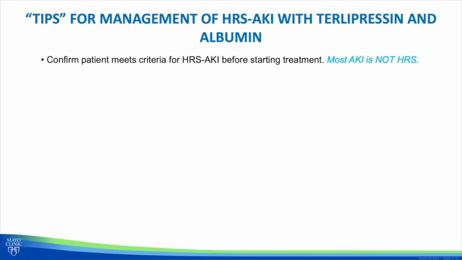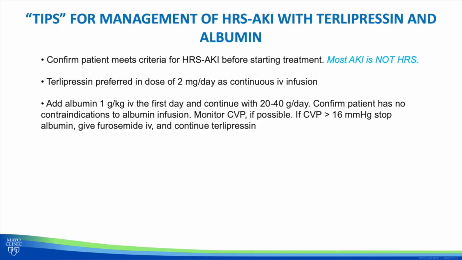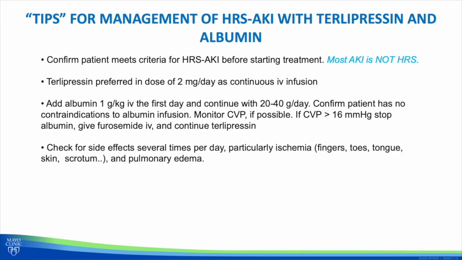So a few tips for those who have not used terlipressin. Most important, hepatorenal syndrome is not that common. There are going to be other causes, so make absolutely sure your diagnosis is right. So confirm. Start with 2 milligrams as a continuous infusion. Albumin, 1 gram per kilogram on day 1, and then 20 to 40 grams per day on subsequent days. Watch very carefully. Patients get fluid overloaded, so if possible, monitor CVP, but otherwise monitor them very carefully. If they are volume overloaded, stop the albumin, give furosemide, and then continue terlipressin.